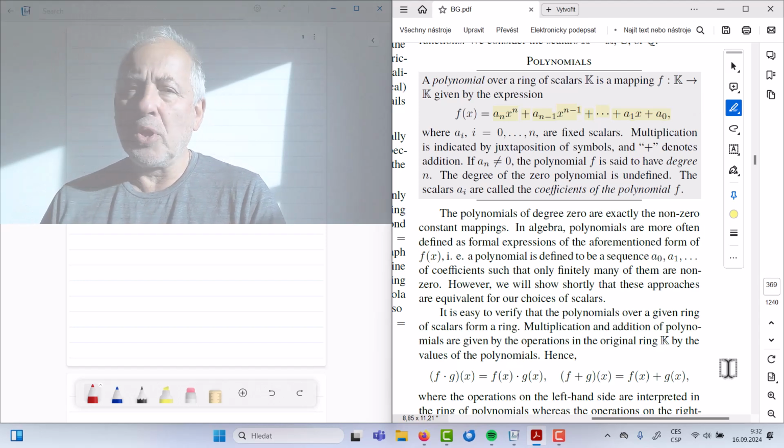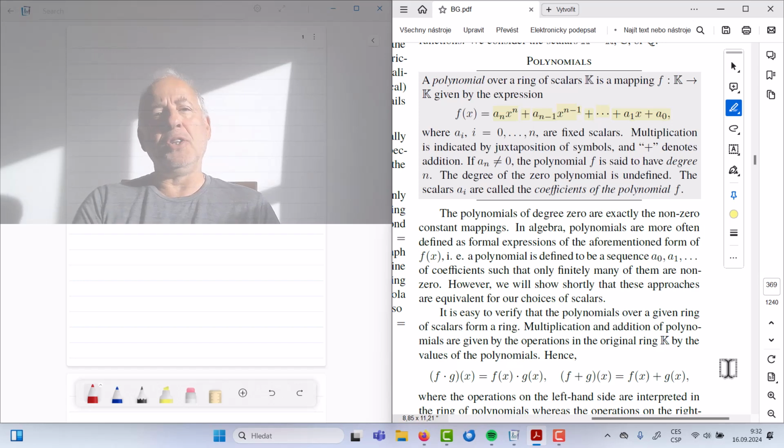Whenever you have a space of functions which has values in scalars, in this part of our mathematics our scalars will be more or less always only the fields: rationals, reals, and complex numbers. We are not interested in more complicated analysis now.